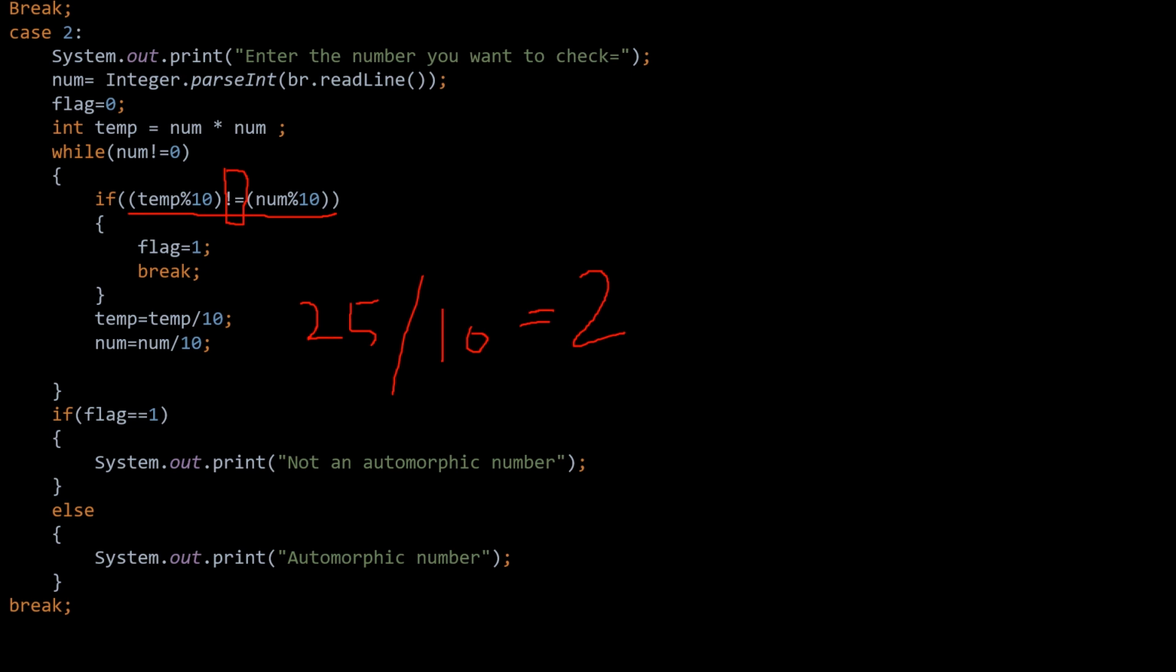And to check that, once again, we will write an if condition to check the current value of flag. If the value of flag hasn't changed, that means it is an automorphic number. If it has changed, then it means it is not an automorphic number. And by that, we will end the case 2 by adding break statement and quickly write the default block.